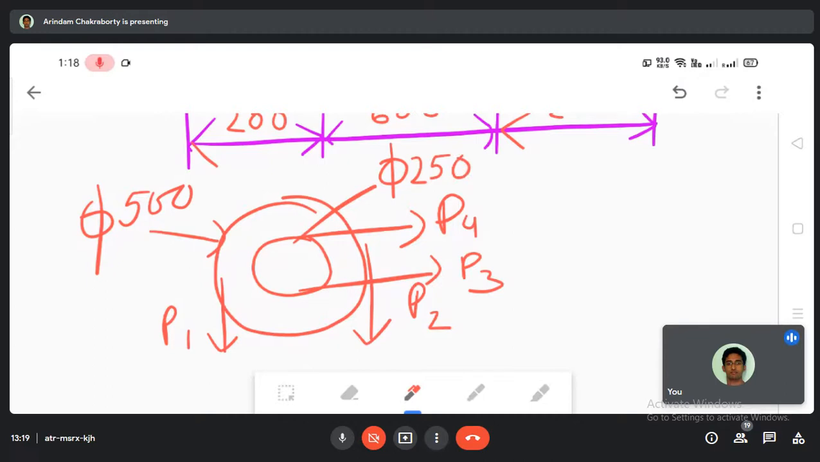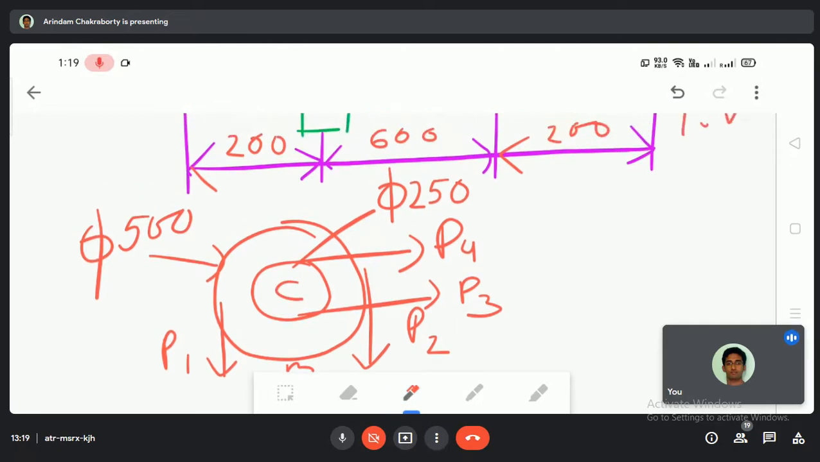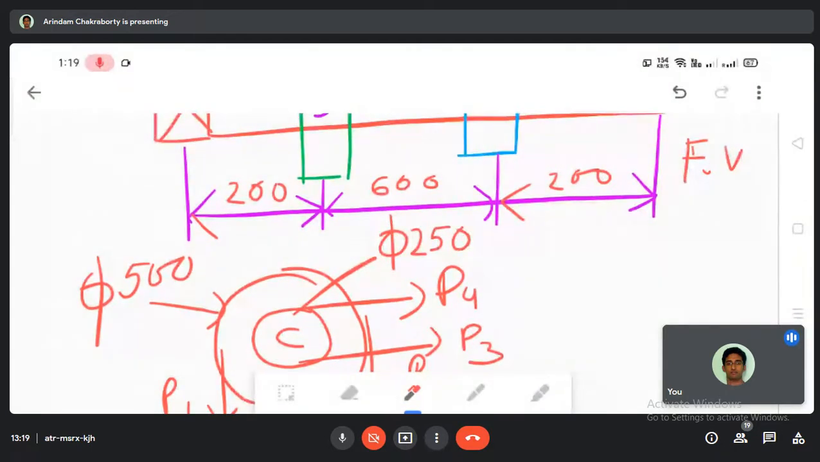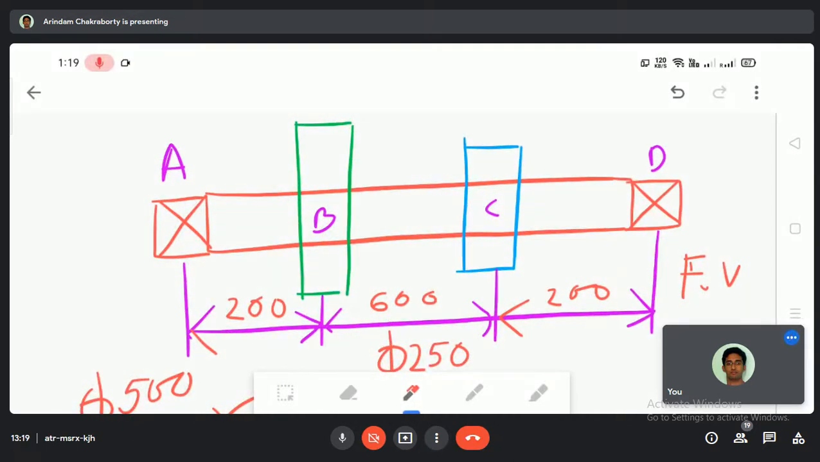Now this is pulley B and this is pulley C. Let me see. So let us summarize the question. This is in the question, many things will be written. So the thing what is there, let us summarize in this manner.